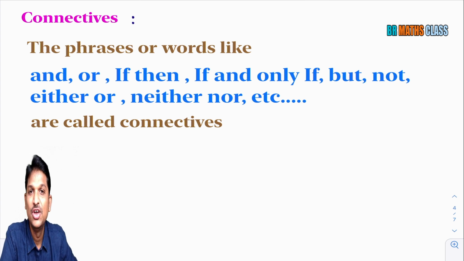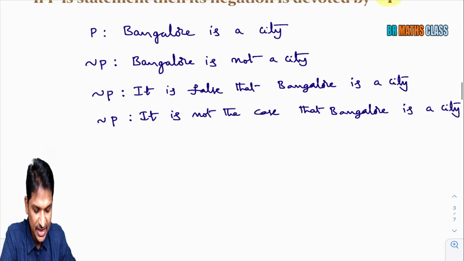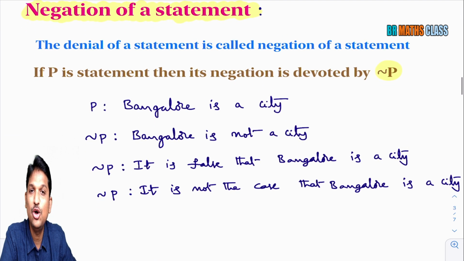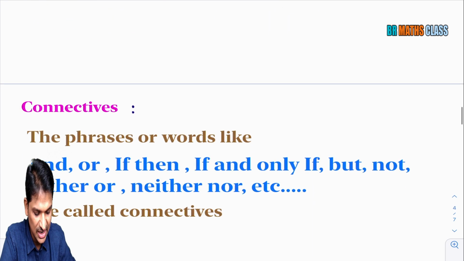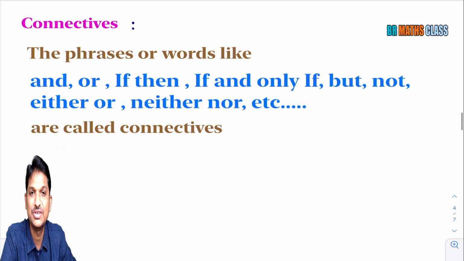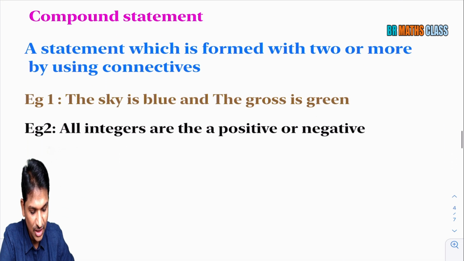Okay. Now we'll move to the next concept, that is compound statement. Related to the second exercise, till now what did we learn? We learned about negation of a statement. The denial of a given statement is called negation of a statement. Next, we learned about connectives. The words 'and', 'or', 'if then', 'if and only if', and so on are known as connectives. Now we are going to learn about compound statements. What is a compound statement? Look here.